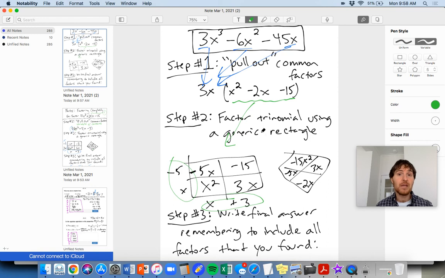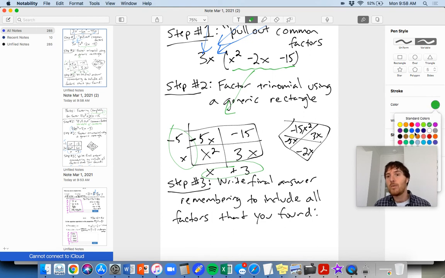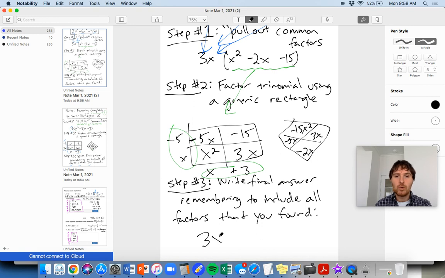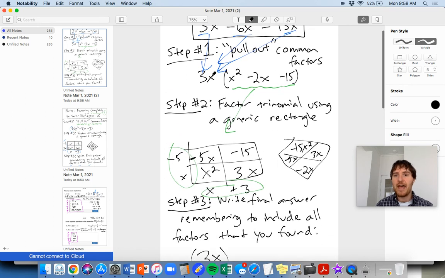So last step here, remember, our whole goal of this was to write 3x cubed minus 6x squared minus 45x in completely factored form, as much as we can factor it. Final answer. Remember to include all the factors you found. Well, we knew that 3x went into 3x cubed minus 6x squared minus 45x because we just saw it visually. So we can write that as a factor.